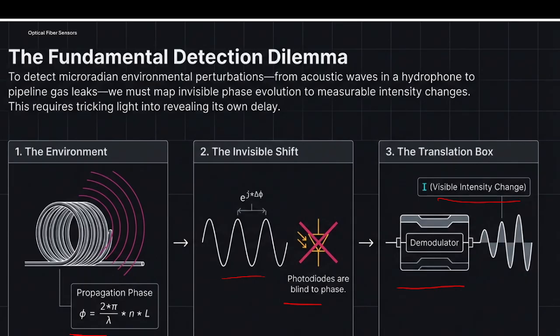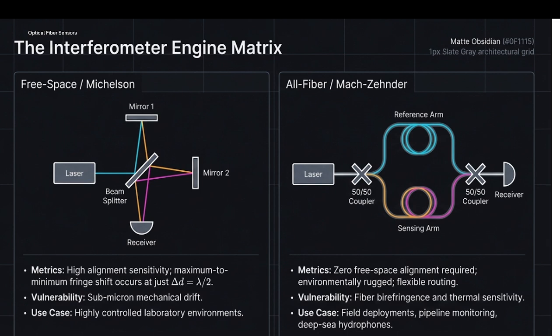This is the fundamental direction dilemma, where I discuss with you the phase propagation. Photodiodes are not useful for phase detection. Then we need an optical demodulator, which will change the phase to intensity, and after that the detector works. Then we discussed the two interferometers. One is free space and the other is all fiber.